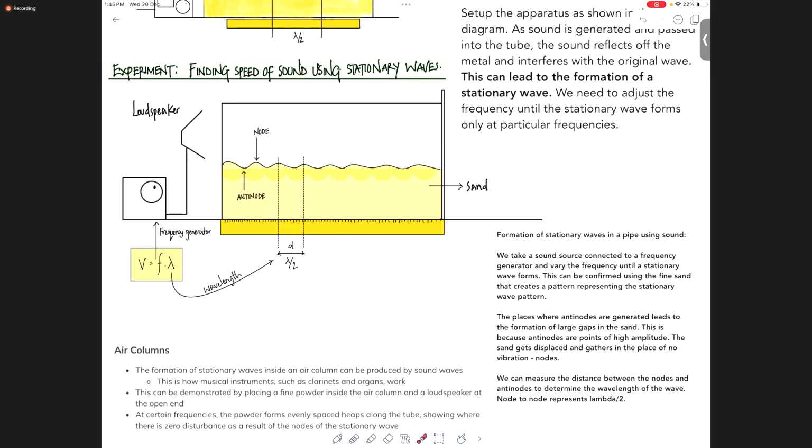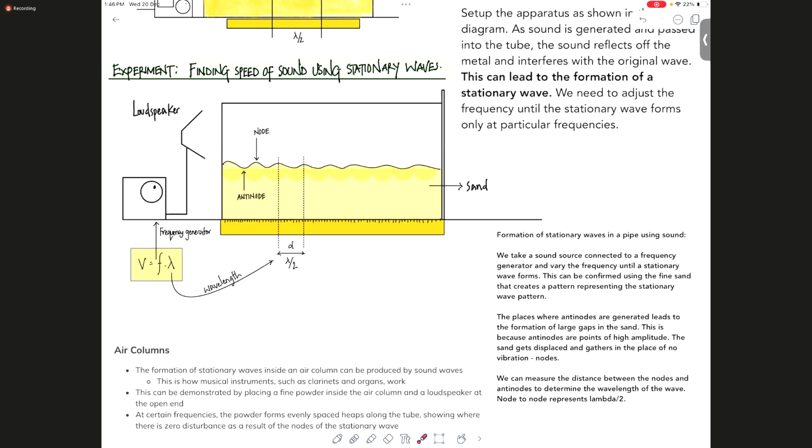It says we take a sound source connected to a frequency generator and vary the frequency until stationary waves are formed. This can be confirmed using fine sand that creates a pattern representing a stationary wave pattern. The places where the antinodes are generated lead to the formation of large gaps in the sand. When there is antinodal vibration, everything gets moved away from there. This is because antinodes are points of high amplitude. The sand gets displaced and gathers in places of no vibration, known as nodes.